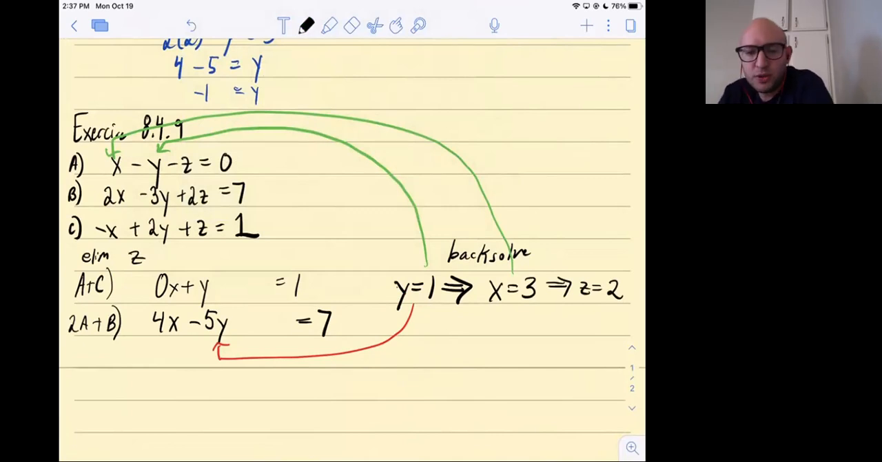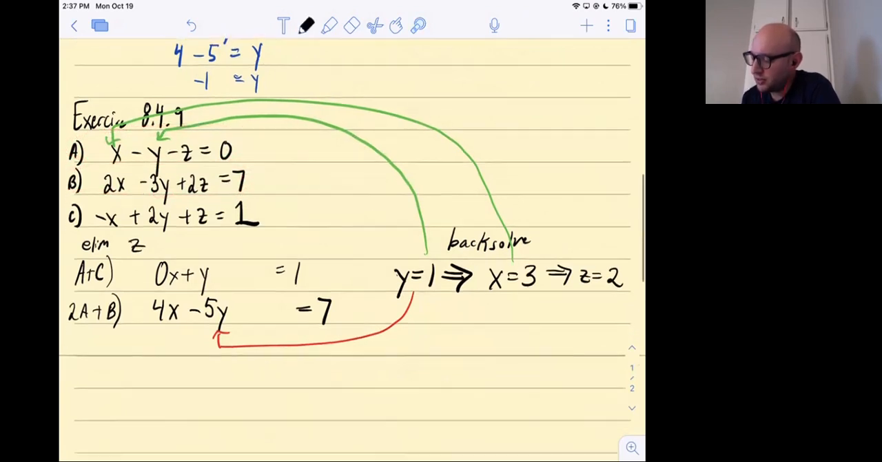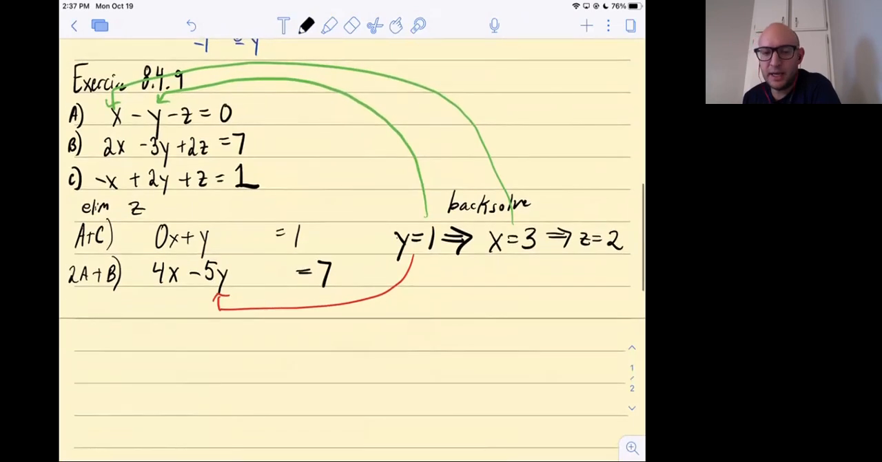One student asks here, how do I get the 4x minus 5y equals 7? So I did twice the first equation, sorry, 2a plus b. So let's do that carefully on the side here. I just did that in my head, and I encourage you to do that a little bit as well, just those steps.